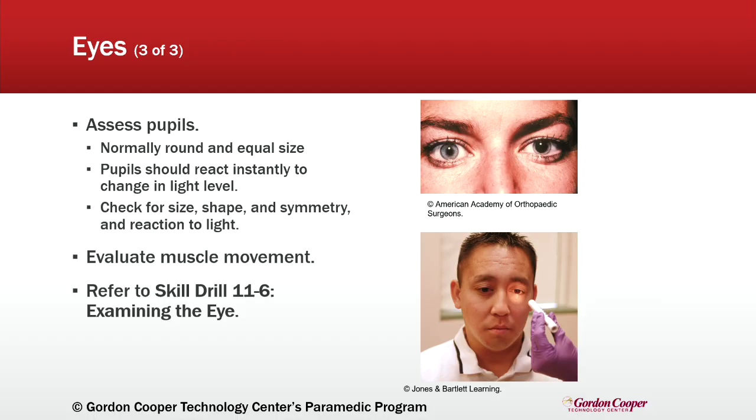Now, when we're assessing pupils, remember that they are normally round and of approximately equal size. In low light, the pupils will dilate, and in bright light, they will constrict, or shrink down into a smaller size. When you introduce a bright light to one eye, both pupils should constrict equally, and they should react instantly to any change in light. Check the pupils for their size, shape, symmetry, and reaction to light.